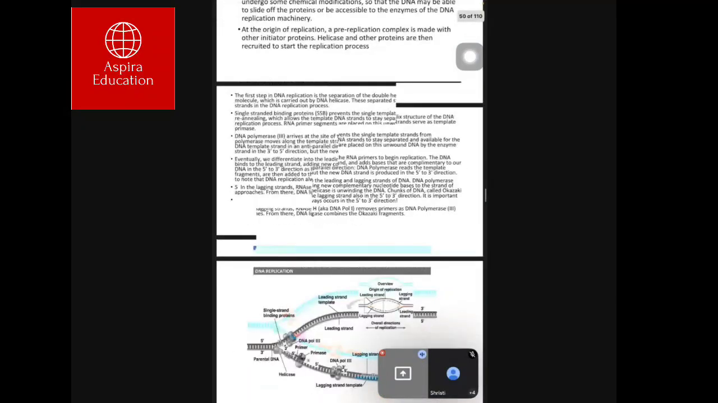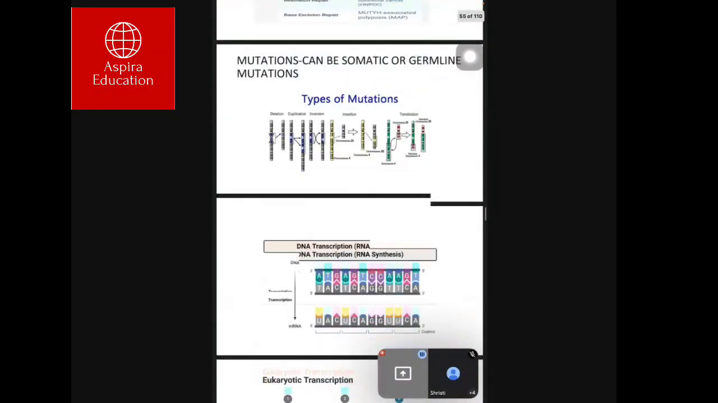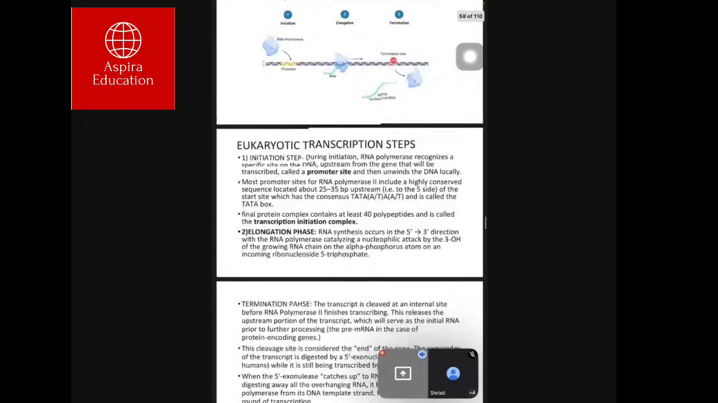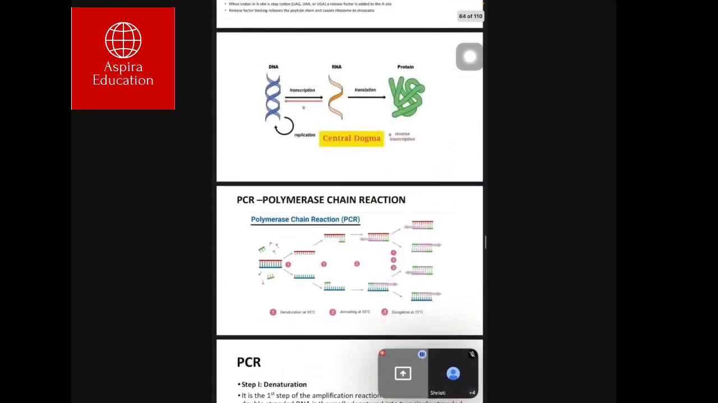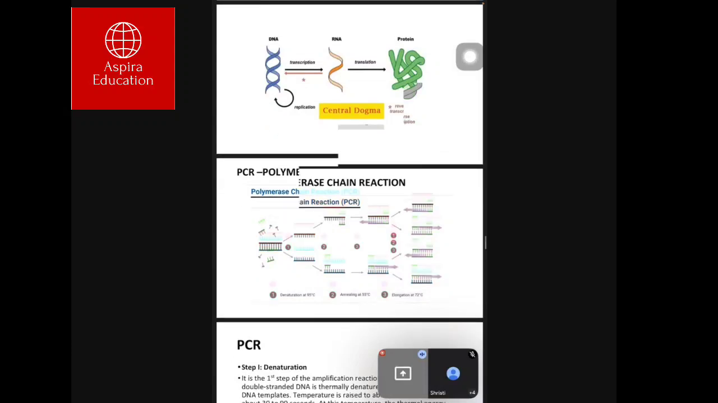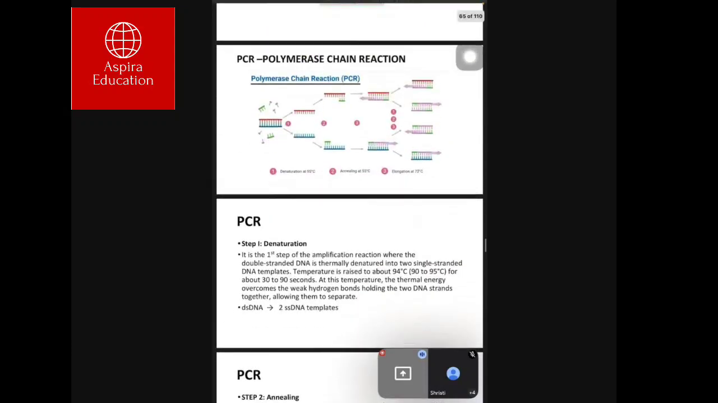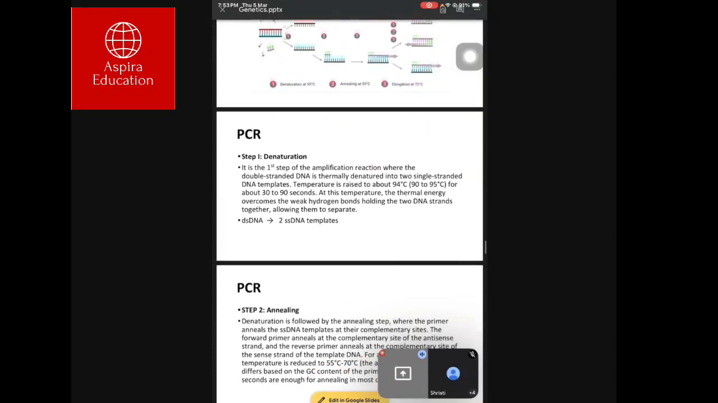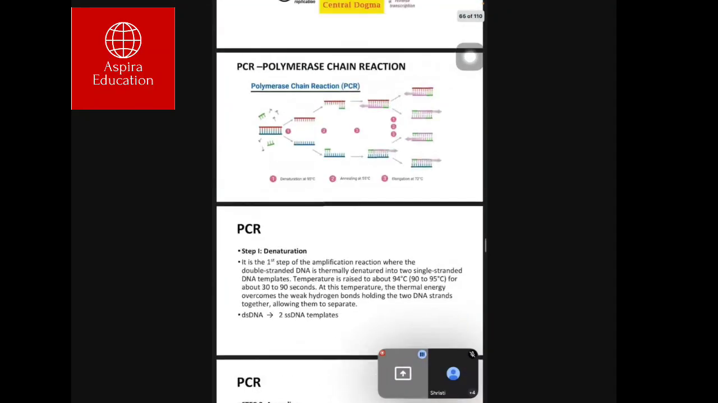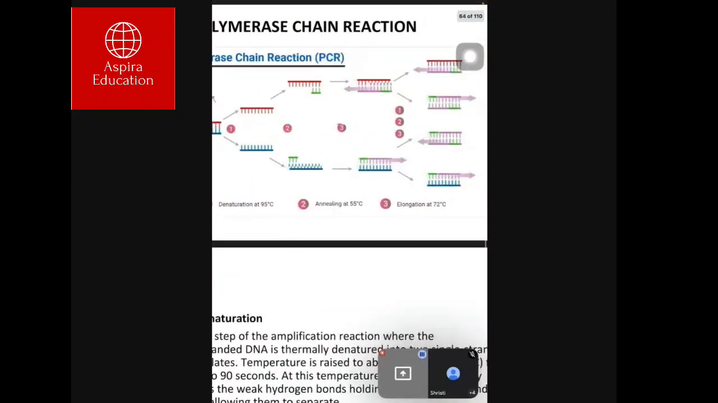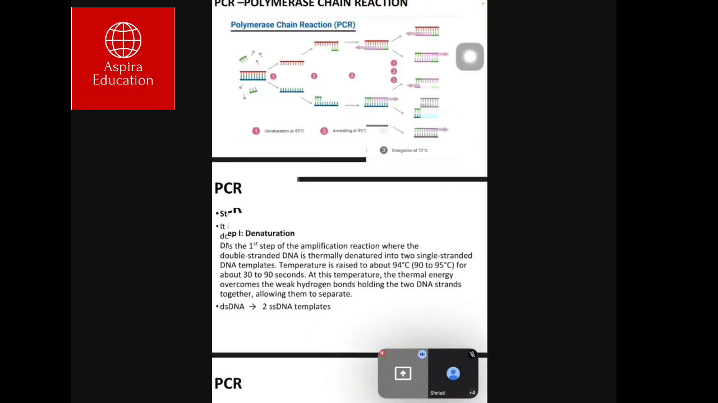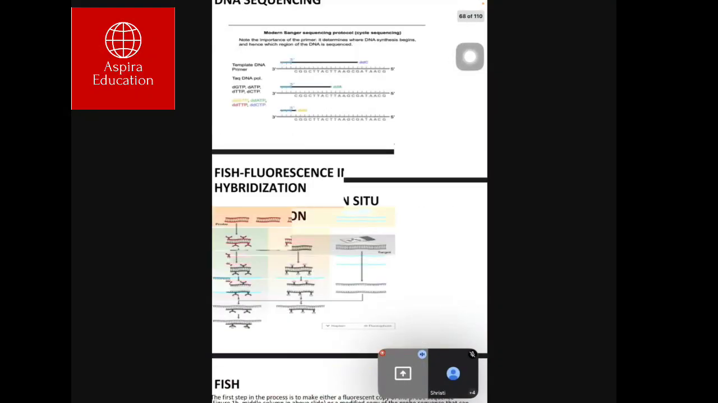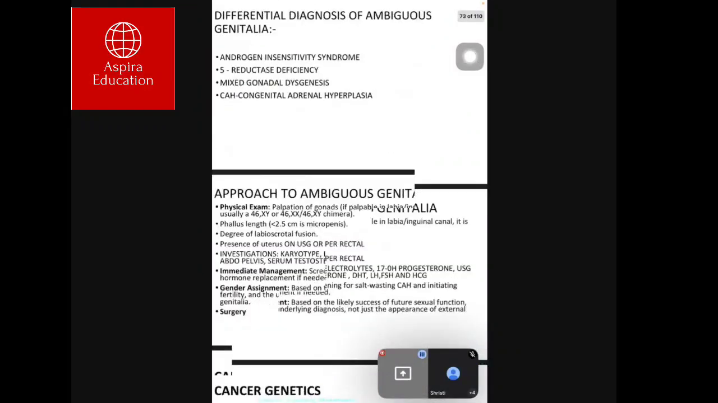Okay, so we saw the DNA replication, we saw the DNA mutations that can occur, the eukaryotic transcription steps, the protein synthesis, and the polymerase chain reaction. In this, you just have to remember the steps: denaturation, annealing, and elongation. Okay, these are the 3 steps. Basically, what it does is amplify your DNA so that it becomes easier to quantify, easier to recognize, easier to see which part is actually involved in which disease.